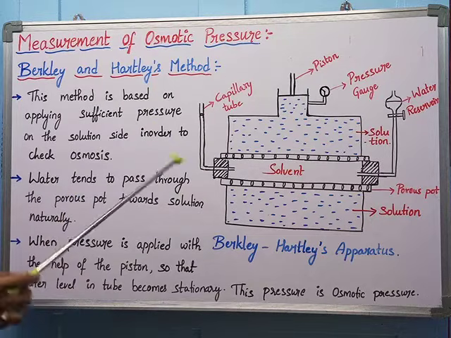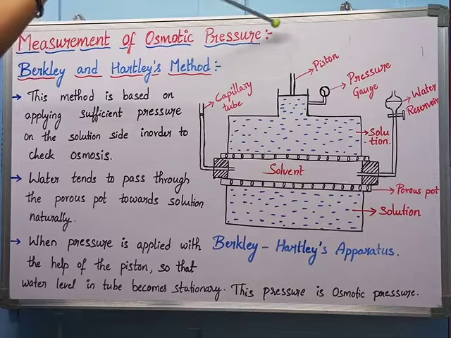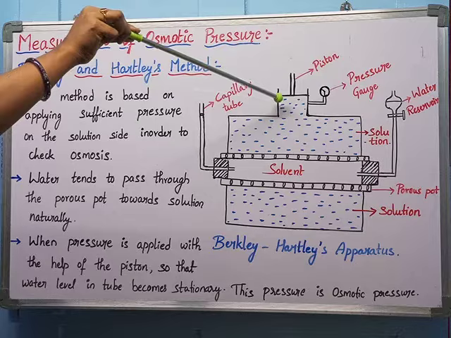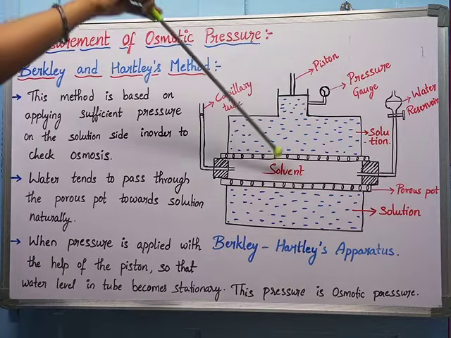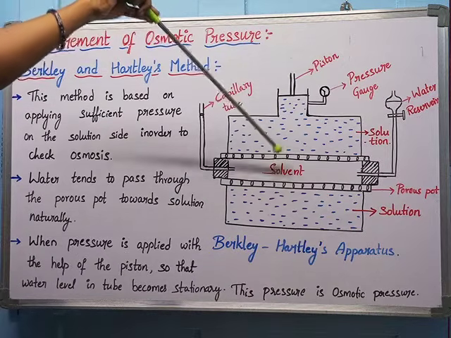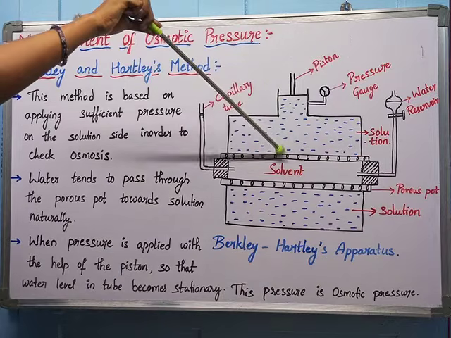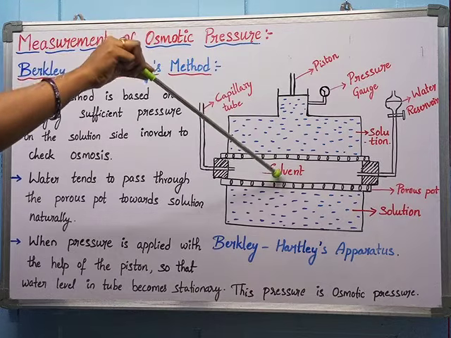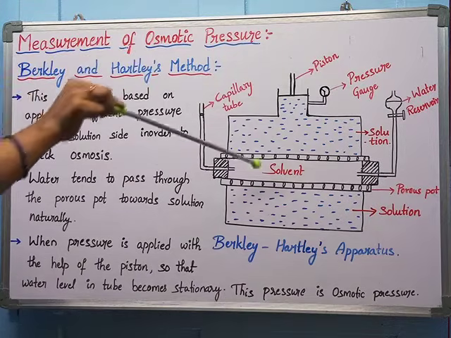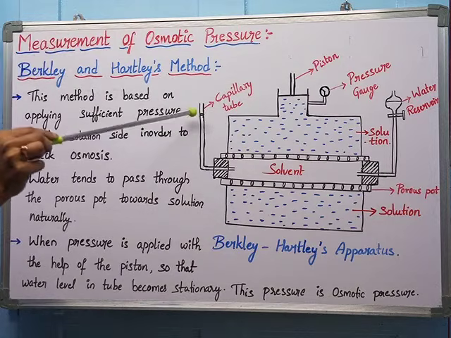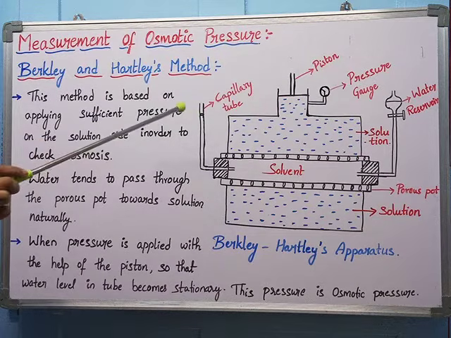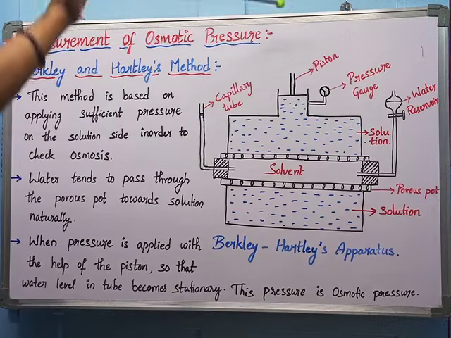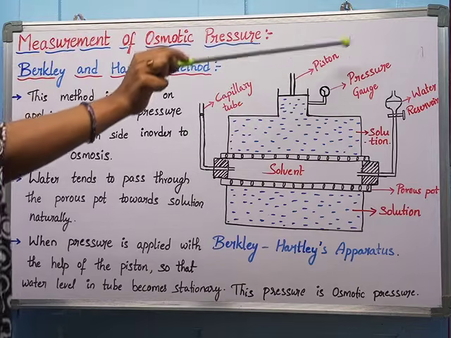But when I apply pressure from the top by using the piston on this bronze cylinder, what will happen? It shows the pressure on the solvent molecules also. We are applying pressure on the solution side, but it shows the pressure on the solvent molecules. So the solvent molecules will not move from this porous spot to the bronze cylinder. That means when we apply pressure, this level becomes stationary again, and we record that particular pressure in this pressure gauge.